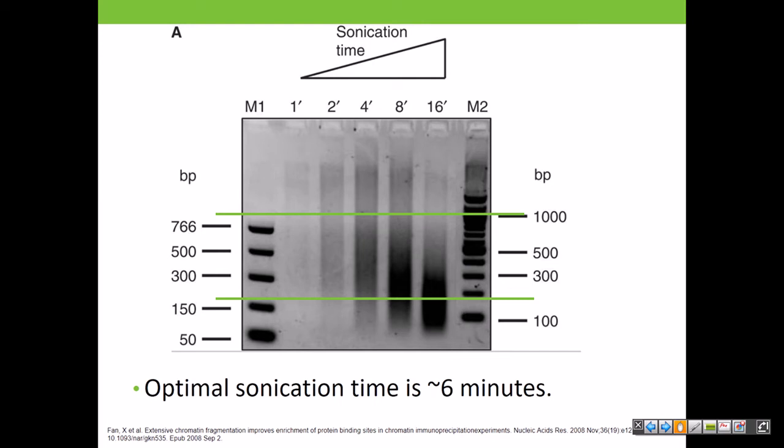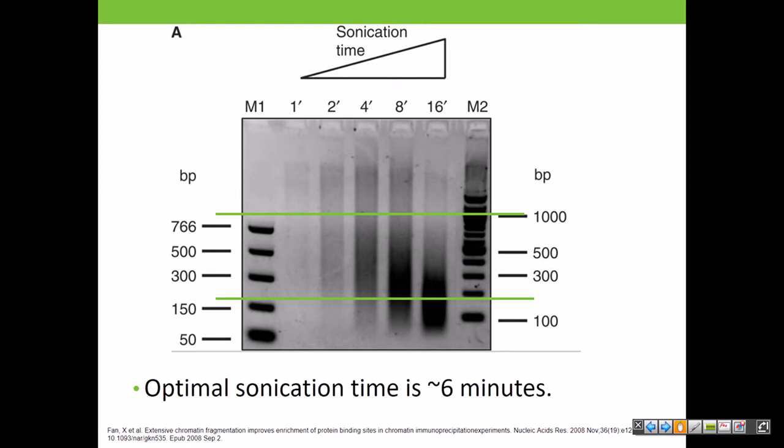And as you can see, and this is typical, at the earlier time points, you're not going to really have much entering the gel even. It's still kind of stuck together. But as you are fragmenting the DNA more and more, you can see this smear slowly moving down, gradually moving down, so that eventually you're going to have this population of fragments that you can clearly see, especially at the 8-minute mark. I would say, given the size that we want indicated by the green bars, I would say the optimal time would be about 6 minutes, at least in the context of these cells, this experiment, these fixation conditions.